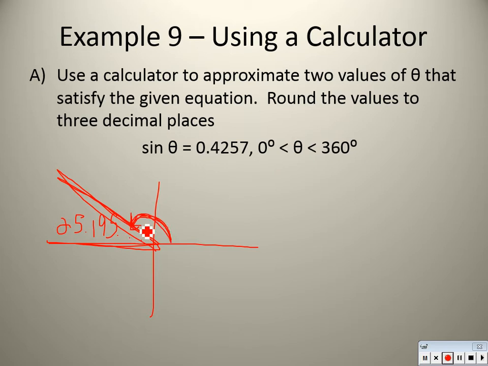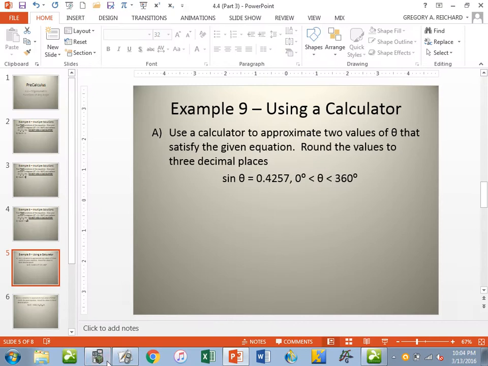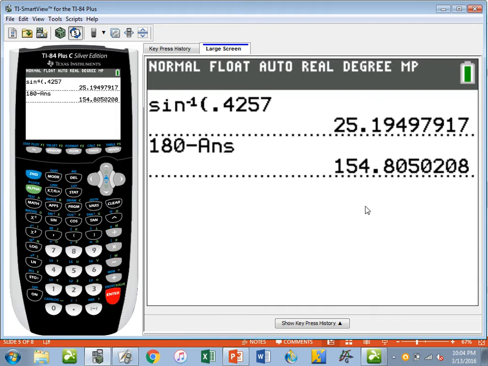Remember, mathematically to find this, I want to take 180 minus this value here. So if I did 180 minus this value here in my calculator, that's going to get me the second solution to this. So that's the two solutions there for part A.